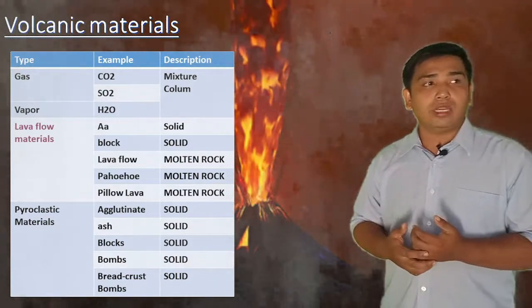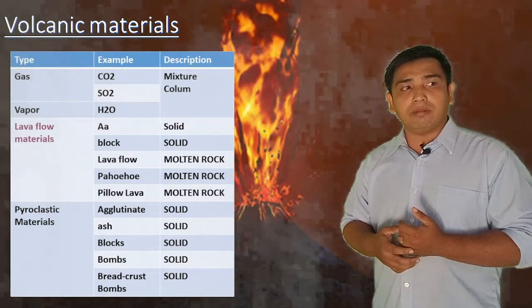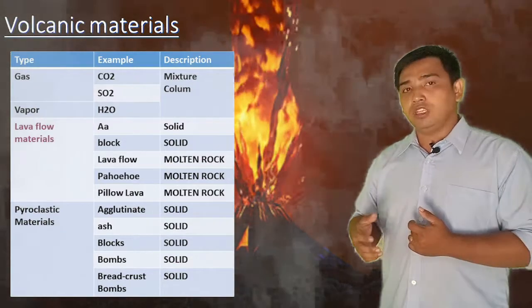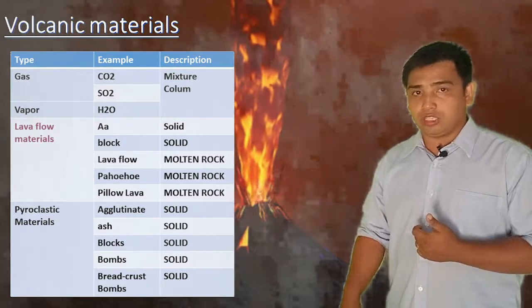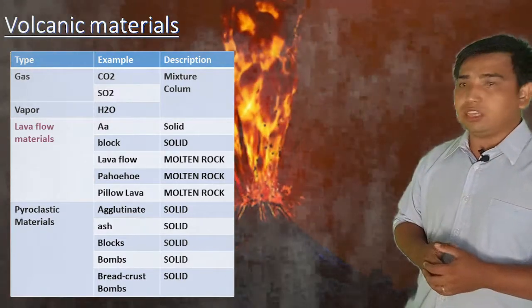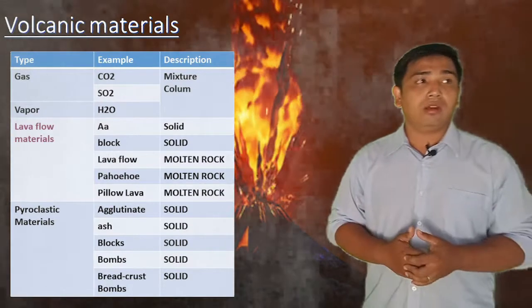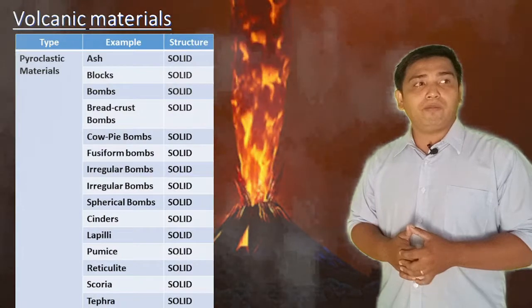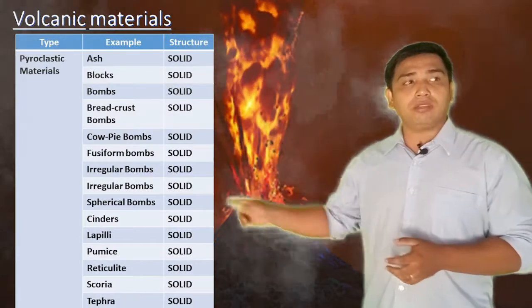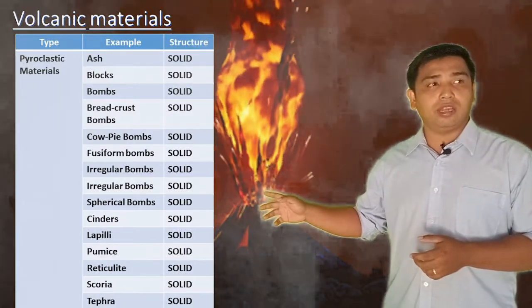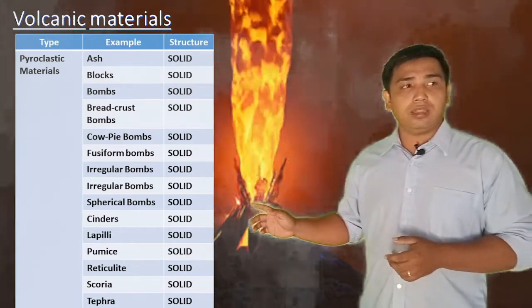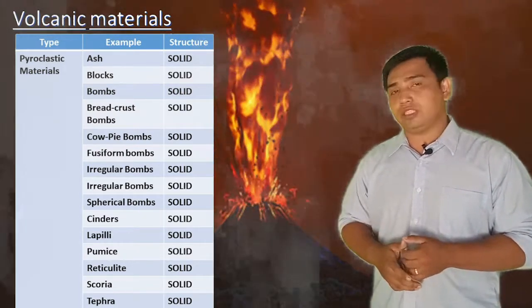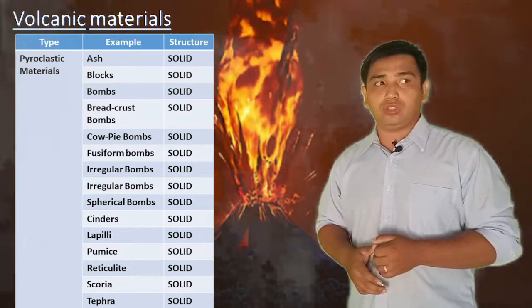We also have pyroclastic materials. We have agglutinate, ash, blocks, bombs, and flat crust bombs. As I mentioned, they have different sizes, but all of them are solid, so you should avoid them because they can destroy your house. Other pyroclastic materials are cowpie bombs, fusiform bombs, irregular bombs, and spherical bombs, cinders, lapilli, pumice, and tephra. These are the volcanic materials that you should avoid.